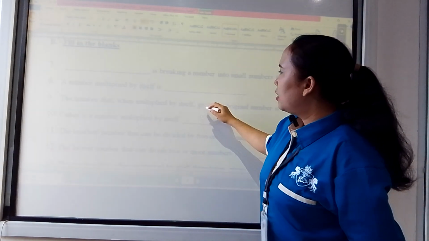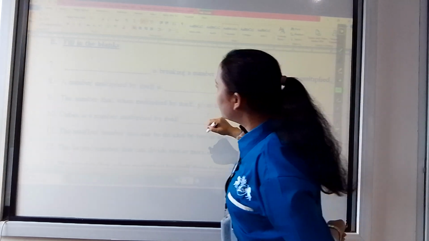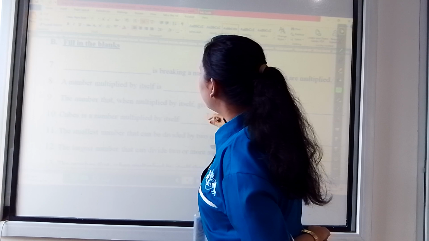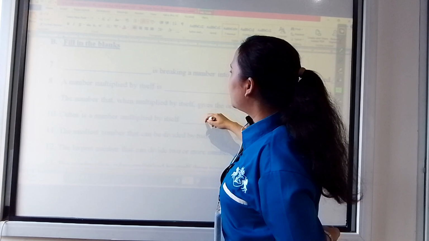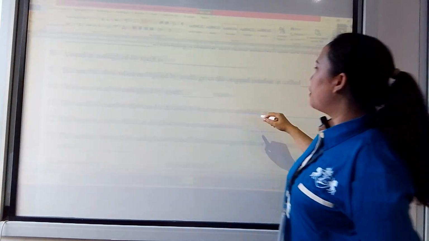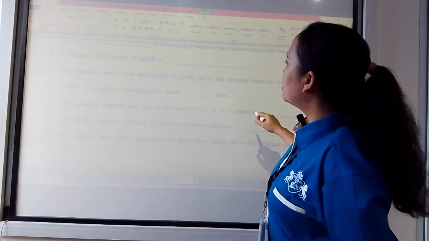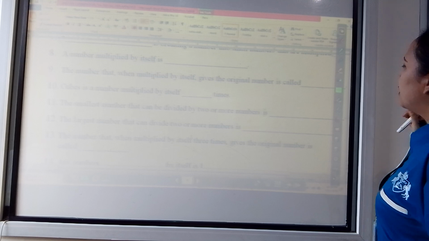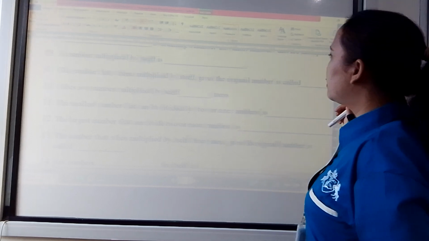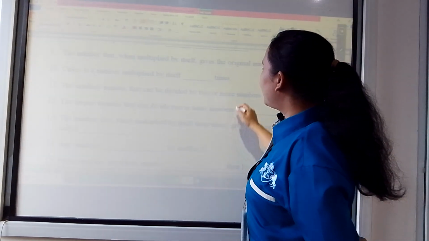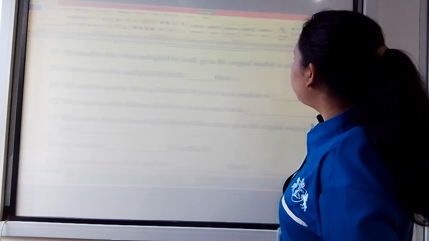A number multiplied by itself is roots. Next. The number that when multiplied by itself gives the original number is called... I forgot this one. Okay. Cubes is a number multiplied by itself 3 times.